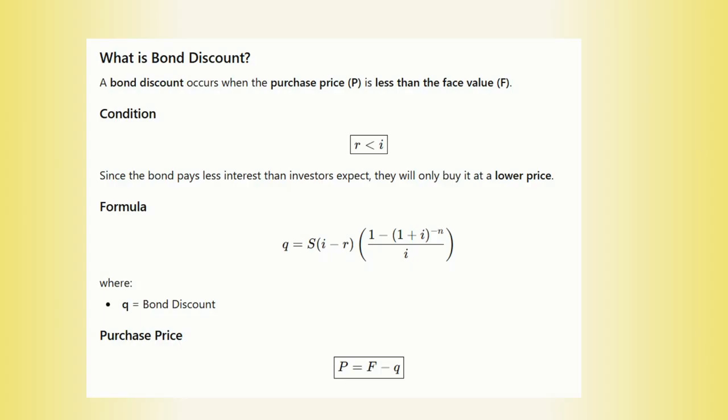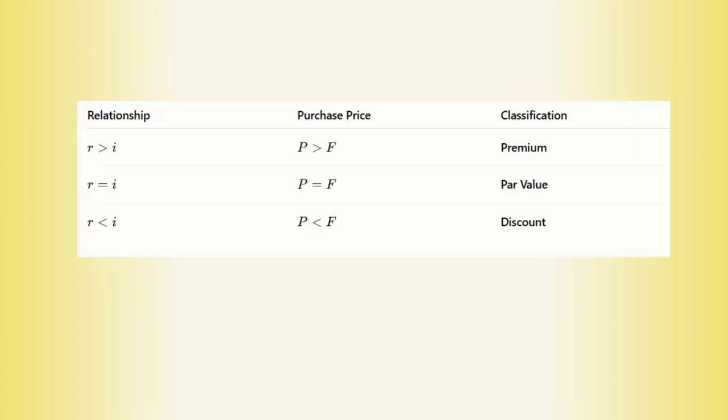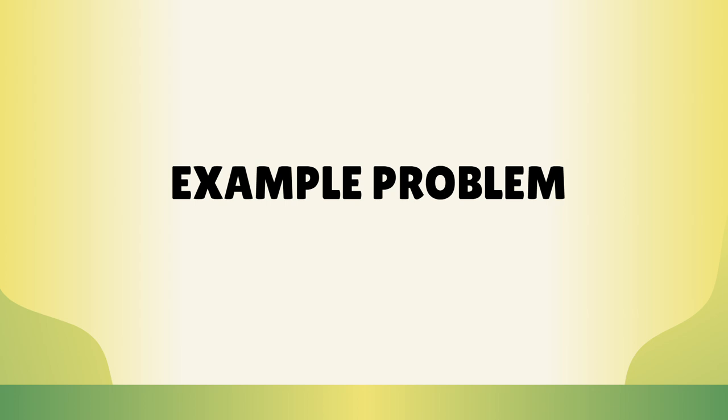Now, let's have an example of this bond discount and bond premium. First, you have the relationship. Pag malaki si purchase price than the face value, it is premium. Sir, how about pag bibilin niya yung 1,000 ng 1,000 din, edi, it is equal. So, par value yung tawag dun. If P is less than F, it is discount.